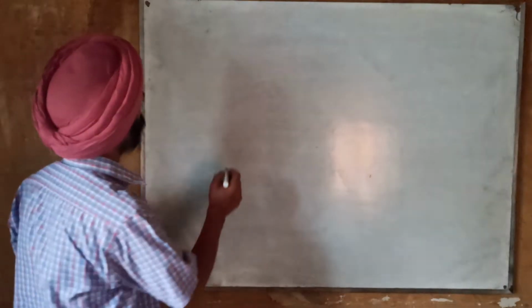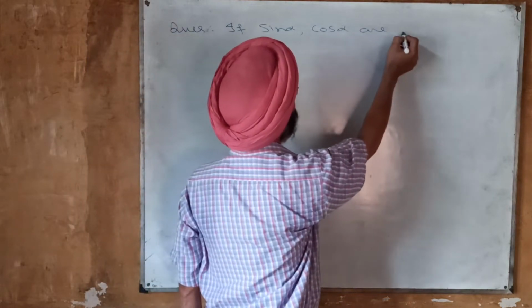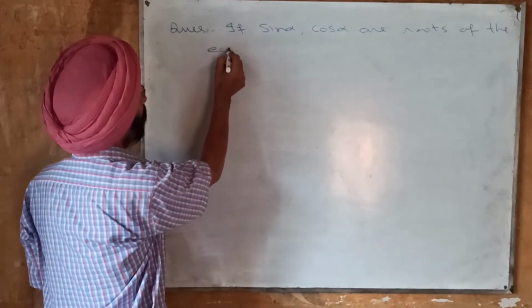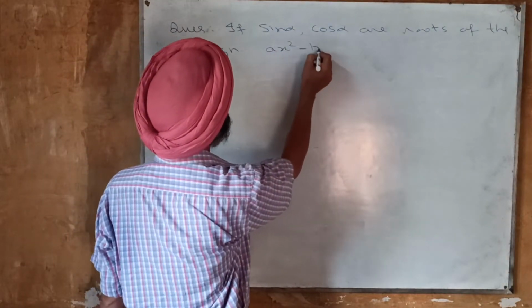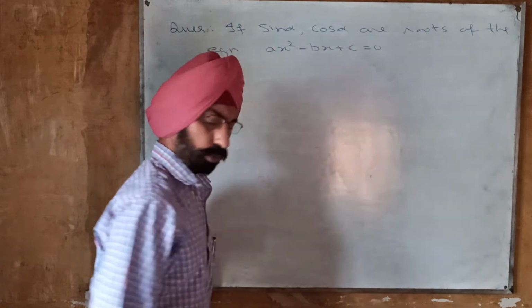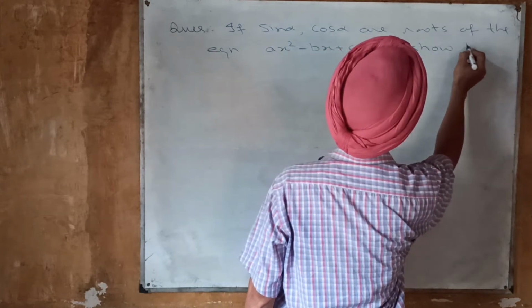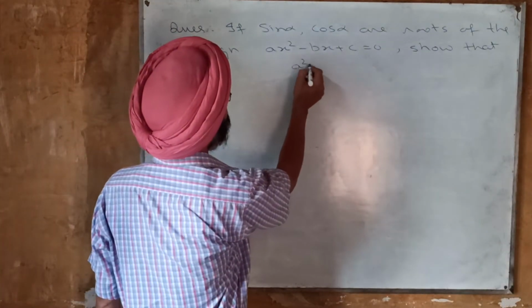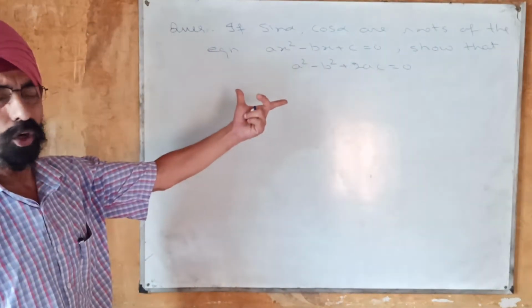If sin alpha and cos alpha are roots of the equation ax square minus bx plus c is equal to 0, then show that a square minus b square plus 2ac is equal to 0. This is the result we want to obtain.